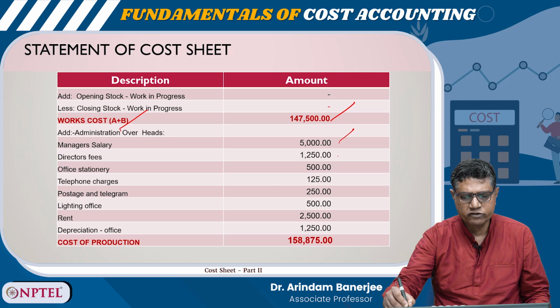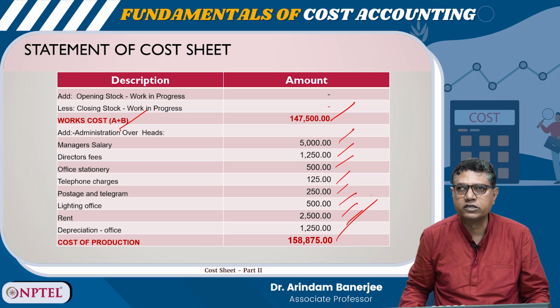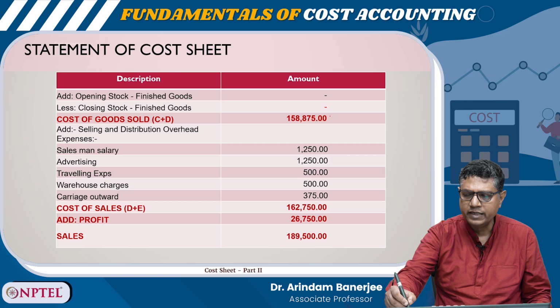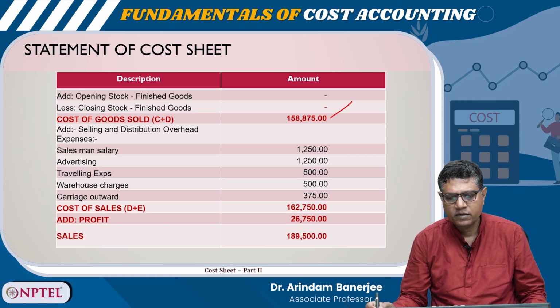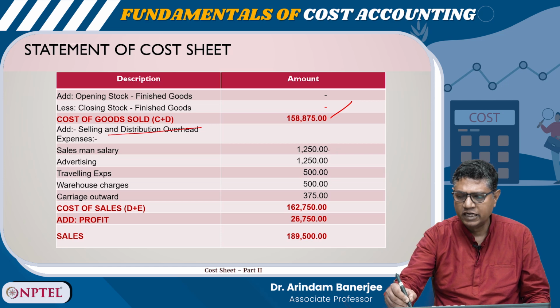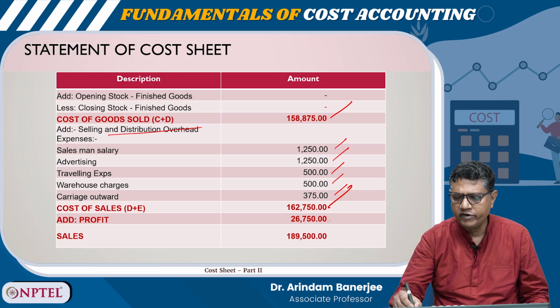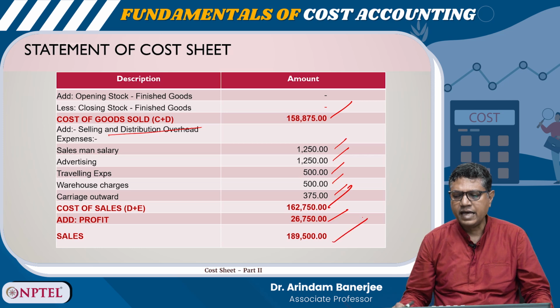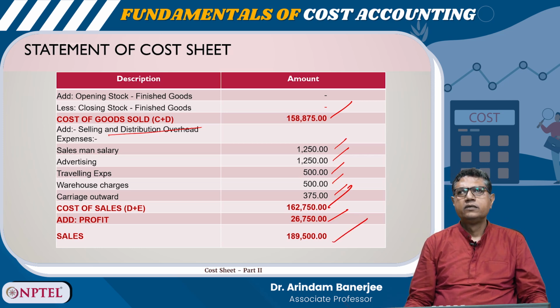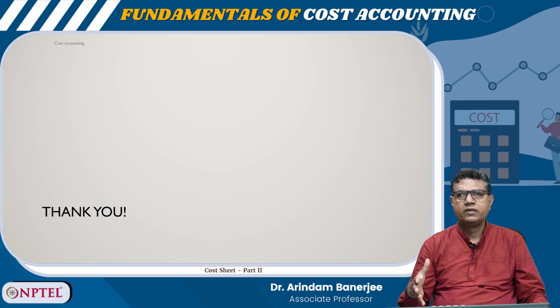Manager's salary, director fees, office stationery, telephone charges, postage and telegram, lighting office, rent, depreciation, etc. So, I am getting the cost of production. My cost of goods sold is 1,58,875. With that, I am adding all the selling and distribution overheads: salesman's salary, advertising, traveling expenses, warehouse charges, carriage outward. I am getting the cost of sales, 1,62,750. Adding profit of 26,750, my sales is 1,89,500.